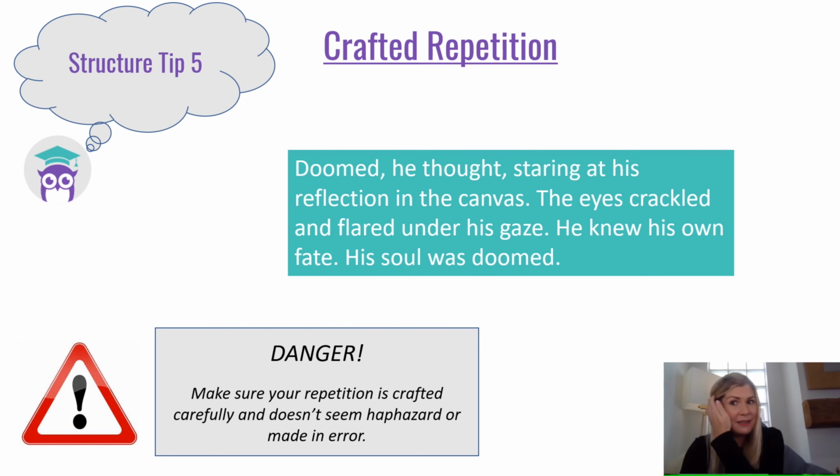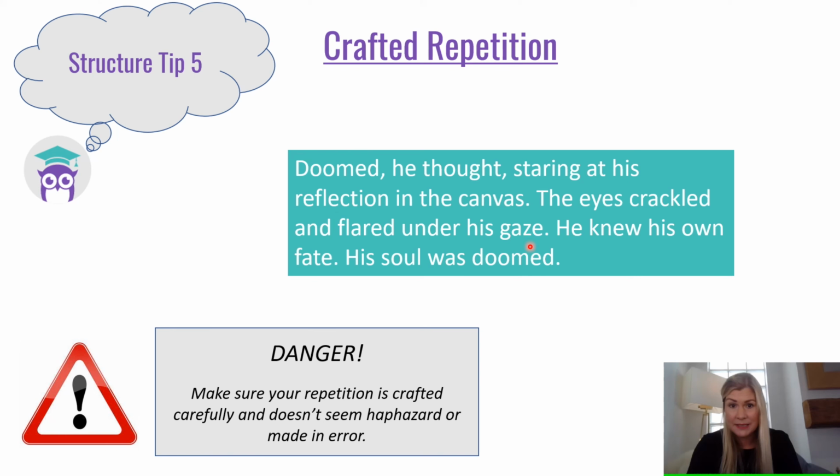And my last tip for you is about crafted repetition. Repetition can be so powerful. This is another bit of Dorian Gray based writing. But doomed, he thought, staring at his reflection in the canvas. The eyes crackled and flared under his gaze. He knew his own fate. His soul was doomed.